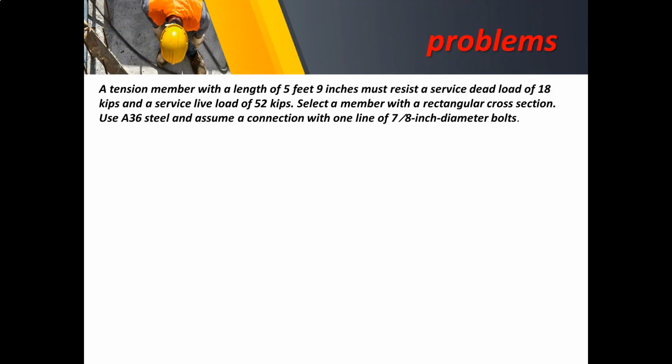So let us apply those to a certain problem. A tension member with a length of 5 feet 9 inches must resist a service dead load of 18 kips and a service live load of 52 kips. Our task is to select a member with a rectangular cross-section. Here, we use A36 steel and assume a connection with one line of 7/8 inch diameter bolts.